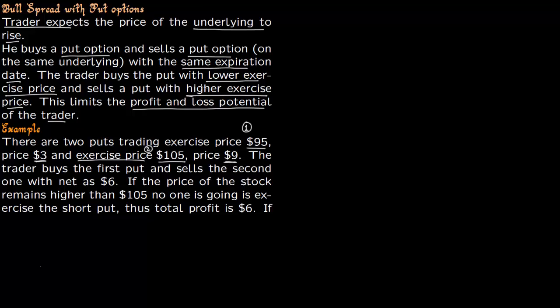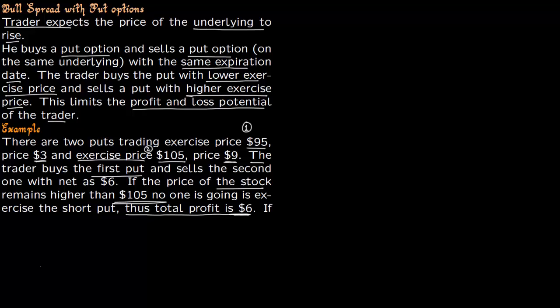According to the strategy, the trader will buy the put with lower exercise price. So the trader buys the first put and sells the second put. He gets a net profit of $6. He has bought a put worth $3 and sold one worth $9. So 9 minus 3 gives you 6. Now if the market behaves as the trader expects, that is the price of the stock remains higher than $105, then no one is going to exercise the short put. He has sold the second put and no one is going to exercise it. So the total profit which the trader makes is $6.